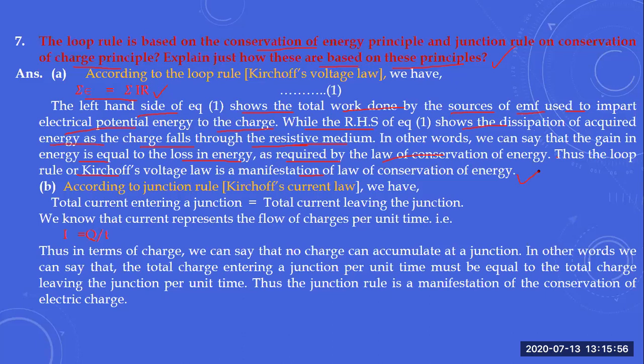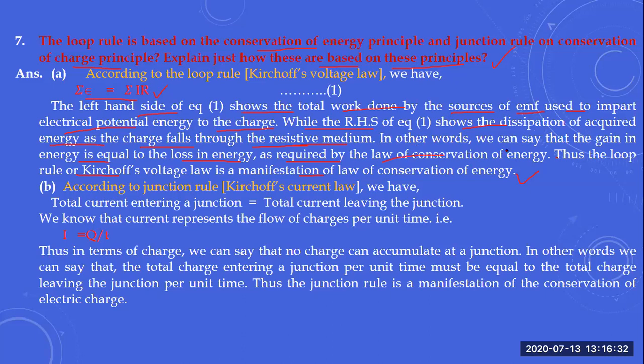So here, Kirchhoff's law is explaining how the energy is conserved, how it follows the law of conservation of energy. On the left side, this is the total amount of work done by the battery or the source to impart electrical potential energy to the charges. With this electrical potential energy, these charges are able to move from one terminal to the other terminal through the conductor. So that is the dissipation of energy as the charge falls through the resistive medium.